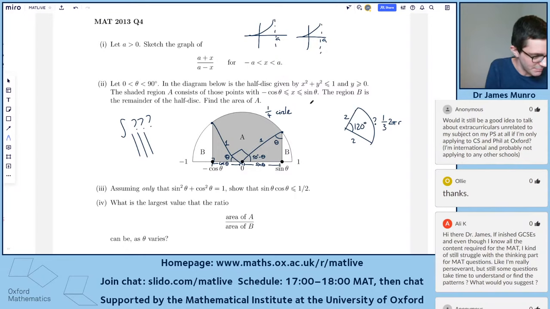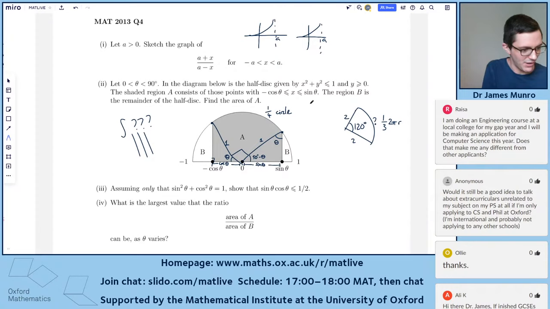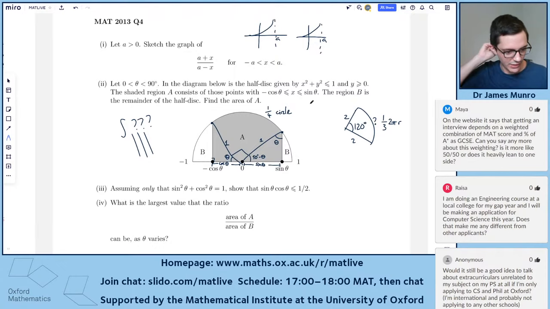Let's go. And Maya really wants to know about that weighted combination. If I did an engineering course and apply for computer science, does that make me different from other applicants? Well, yes, a bit, because most applicants are applying straight from school, but it's okay. If you're doing stuff to keep your skills sharp, then you can make a competitive application, because you're going to be ready to demonstrate that you'd be good on the course. You're allowed to apply. You can make a competitive application even if you're not coming straight from school.